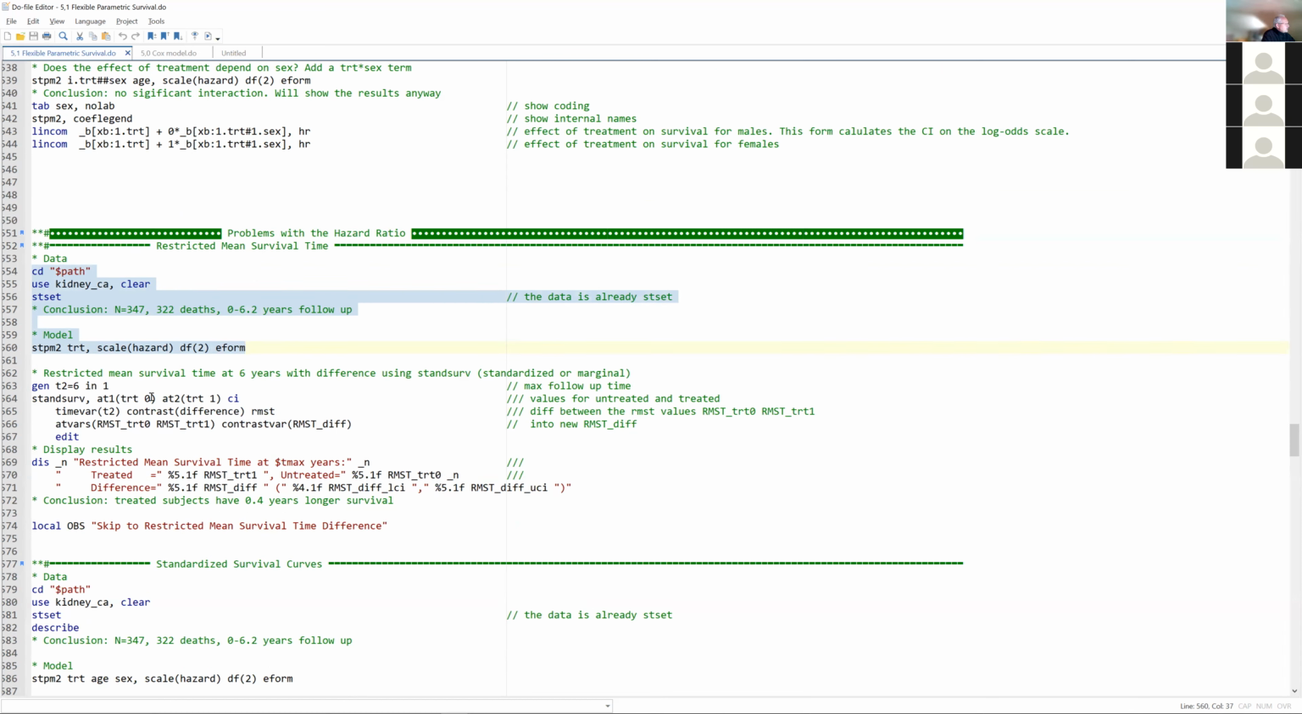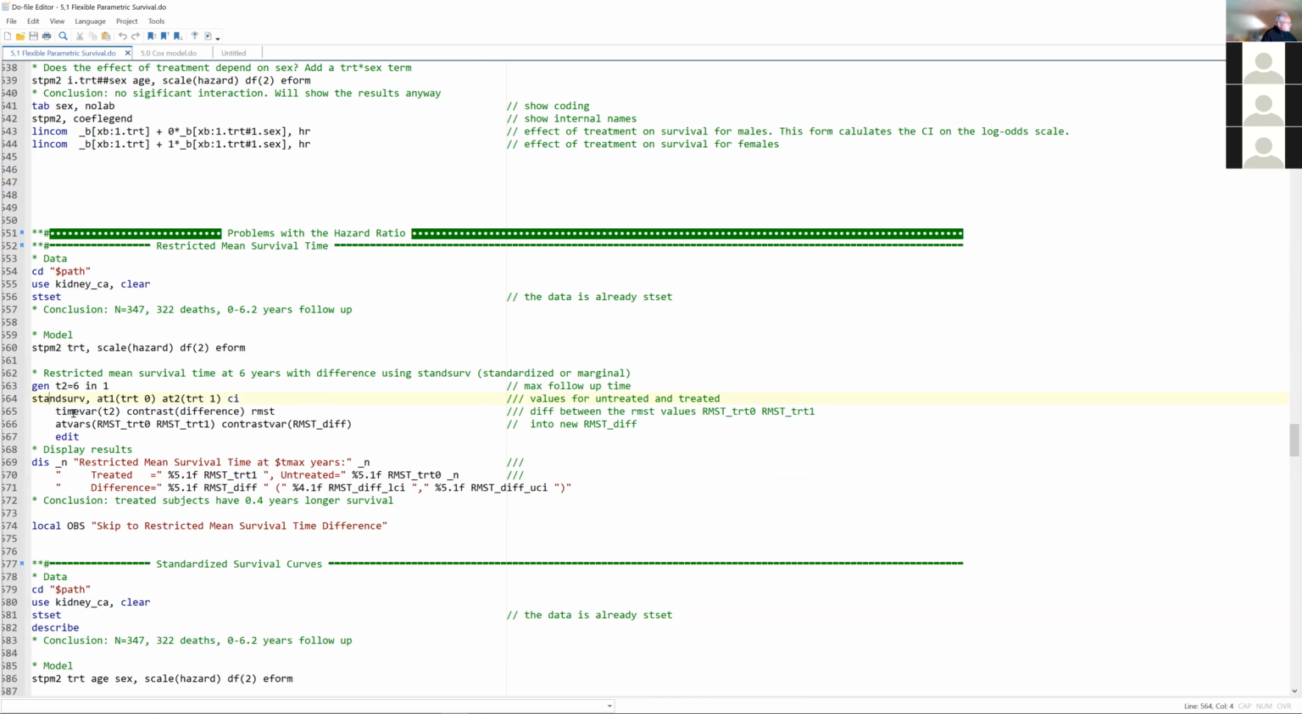So to do this, I generate a new time variable, and it's equal to the value 6, and I put that into observation number 1. So 6 years, that's the maximum follow-up time. That's where I would like to calculate the difference. Then I do the stand-surv command. At 1, I have treated equal to 0. At 2, treated equal to 1. So that's the contrast that I'm interested in.